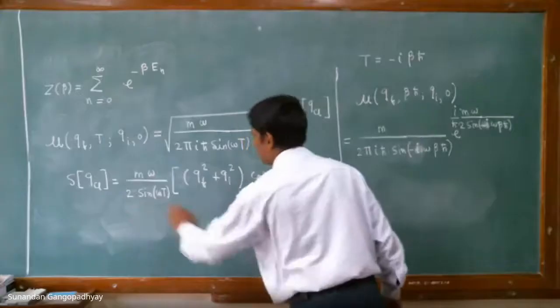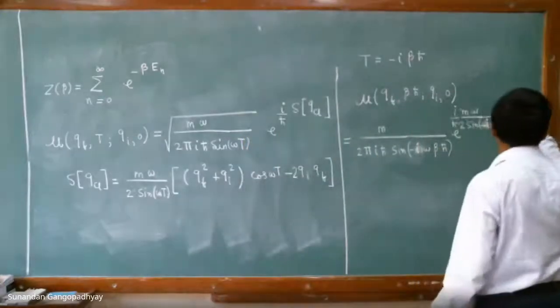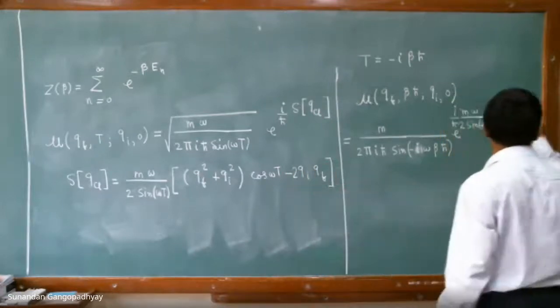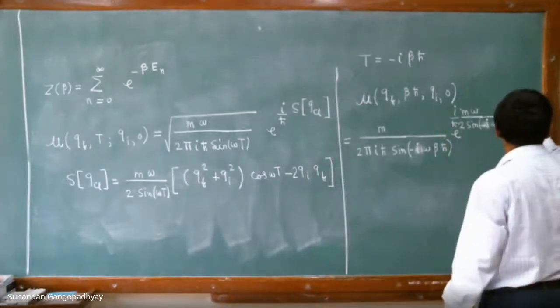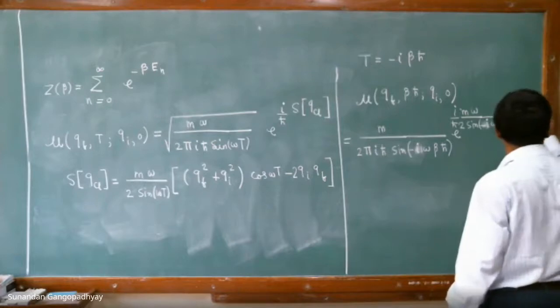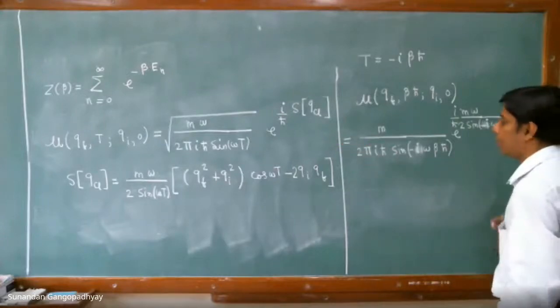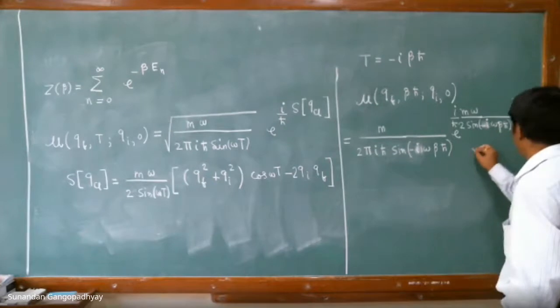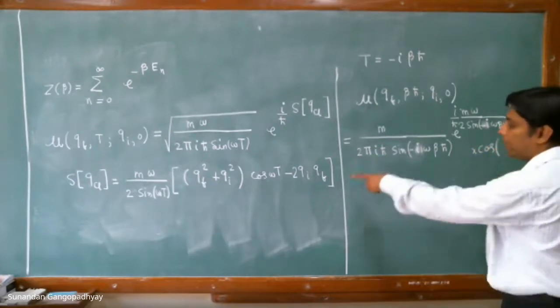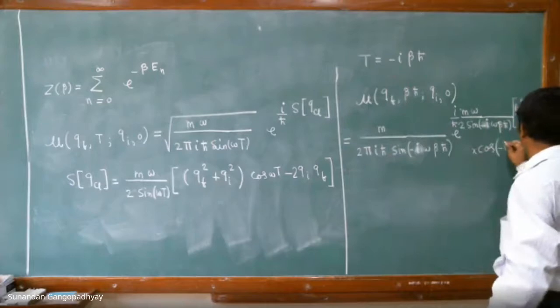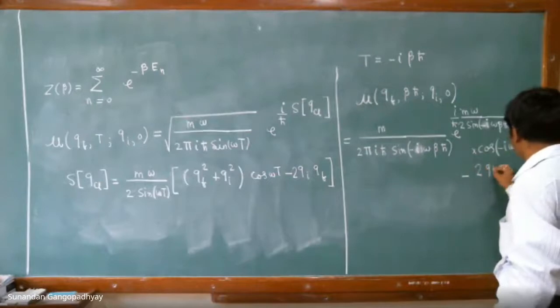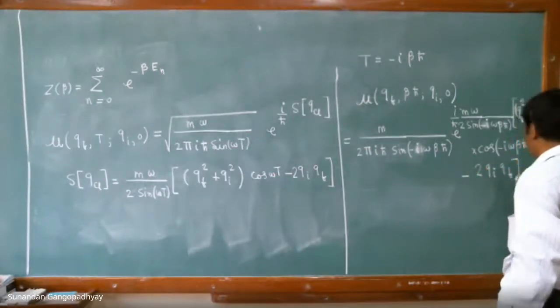This is this factor. Then you have times qf square. Can you see this? Is it visible? Yes, sir. Okay, I shall try to write it down. In the next step, I shall write it down on that side, so it is more clear. So this multiplied by cosine of omega t, but omega t is once again minus I omega beta h bar, minus twice qi qf. So this is what we have.